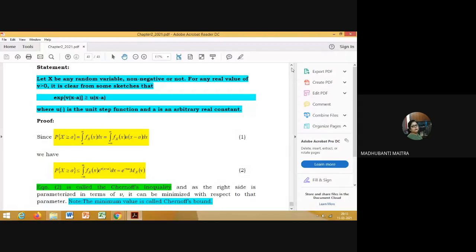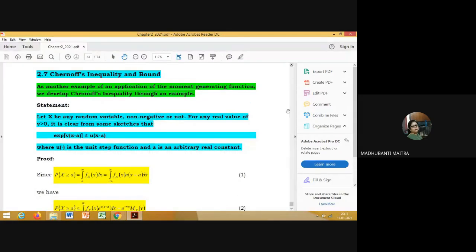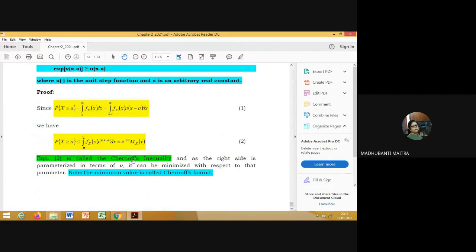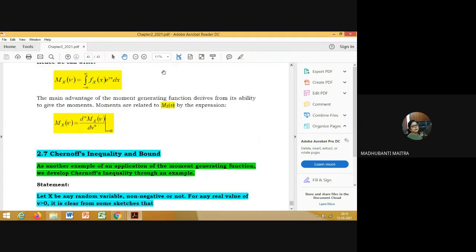So here the statement is not written clearly, so I'll incorporate the statement. Actually, what we are trying to prove is that the probability that X will be greater than or equal to a, remember Markov's inequality, will always be less than or equal to e to the power minus va into M_X(v). What is M_X(v)? It is nothing but the probability generating function, or the moment generating function to be more precise.